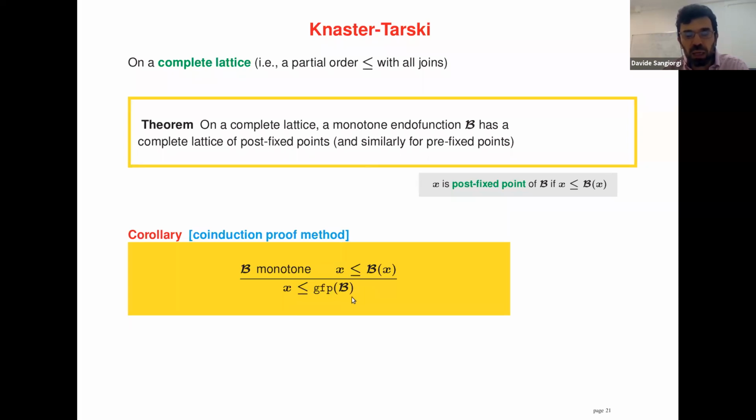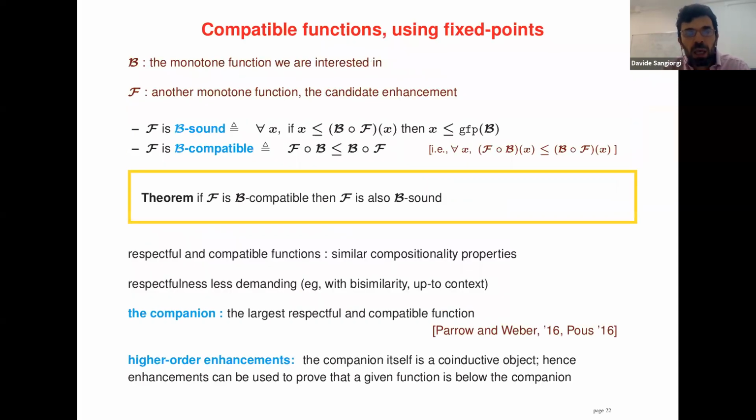As a simple corollary of the theorem, to prove that a point is below the greatest fixed point of the function, it is sufficient to prove that the point is a postfix point of the function. This is a postfix point. This is the coinduction proof method, and one can show that bisimilarity can be recast in this way, using a formulation of bisimilarity in the complete lattice of all relations on processes, where bisimilarity is the greatest fixed point of a certain function.